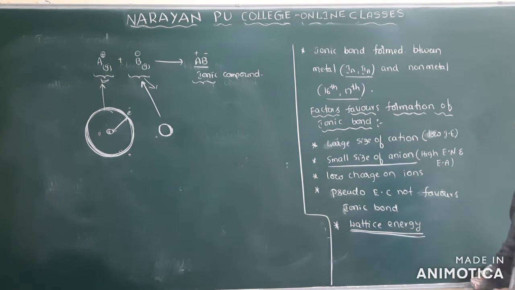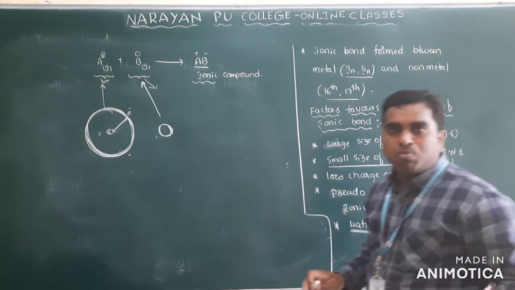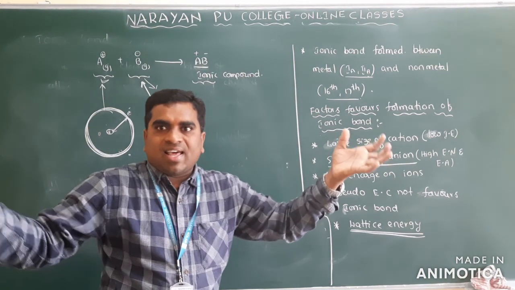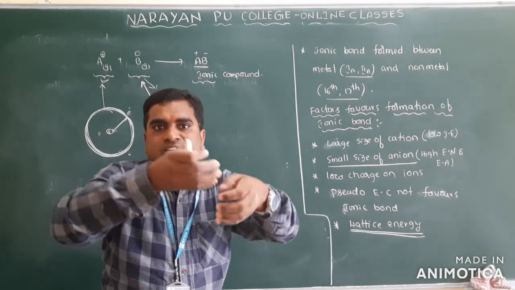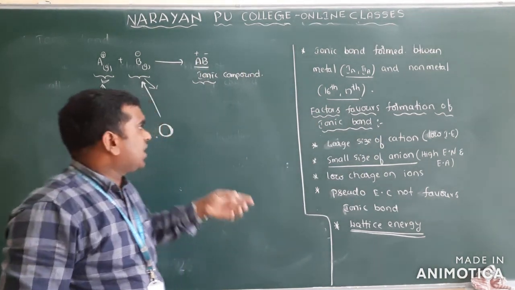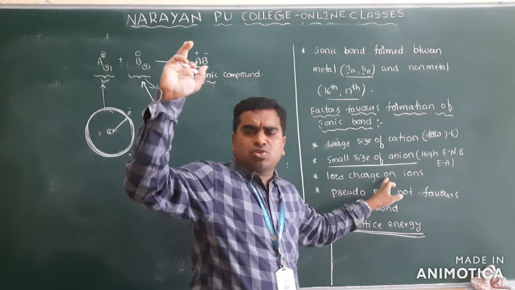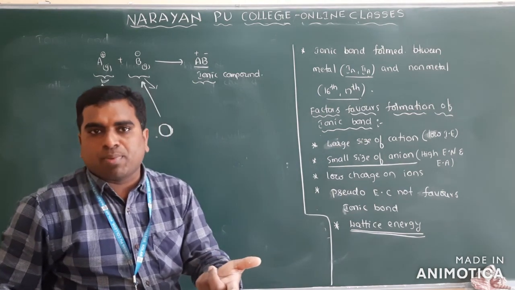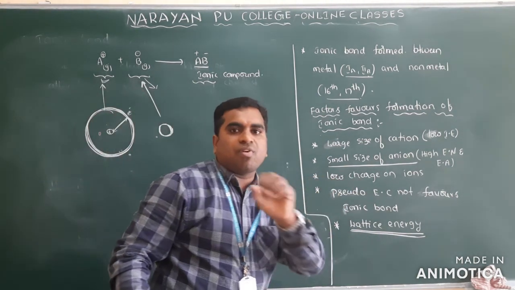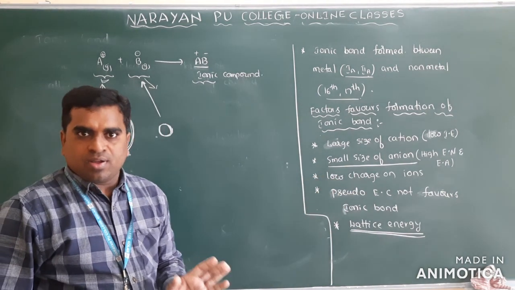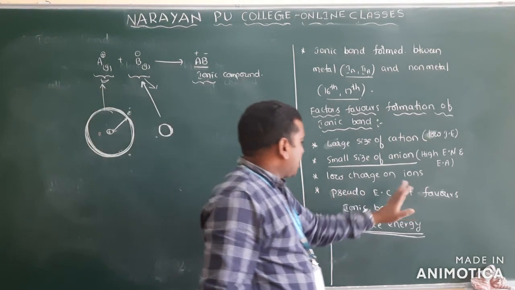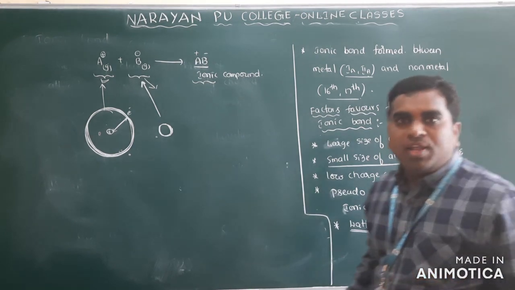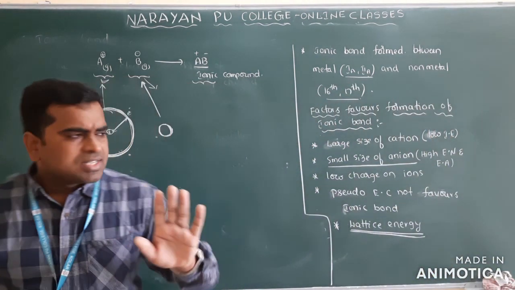Small size of the anion favors the formation of which bond? The ionic bond. If high charge is there, then polarization takes place and it leads to the formation of covalent bond, as I mentioned. Low charge means it leads to the formation of the ionic bond. Clear? Now, pseudo-noble gas electronic configuration does not favor which bond? The ionic bond. Clear? A simple example.